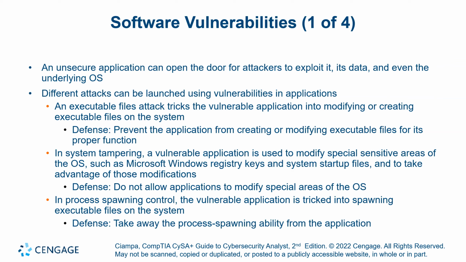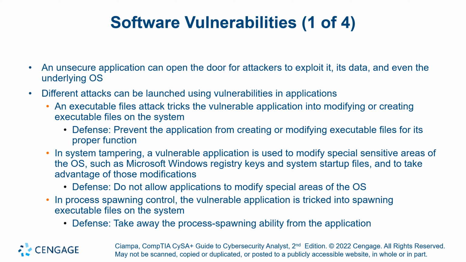Software vulnerabilities. An unsecure application can open the door for attackers to exploit it, its data, and even the underlying operating system. Different attacks can be launched using vulnerabilities in applications. An executable files attack tricks the vulnerable application into modifying or creating executable files on the system. Defense: prevent the application from creating or modifying executable files for its proper function.